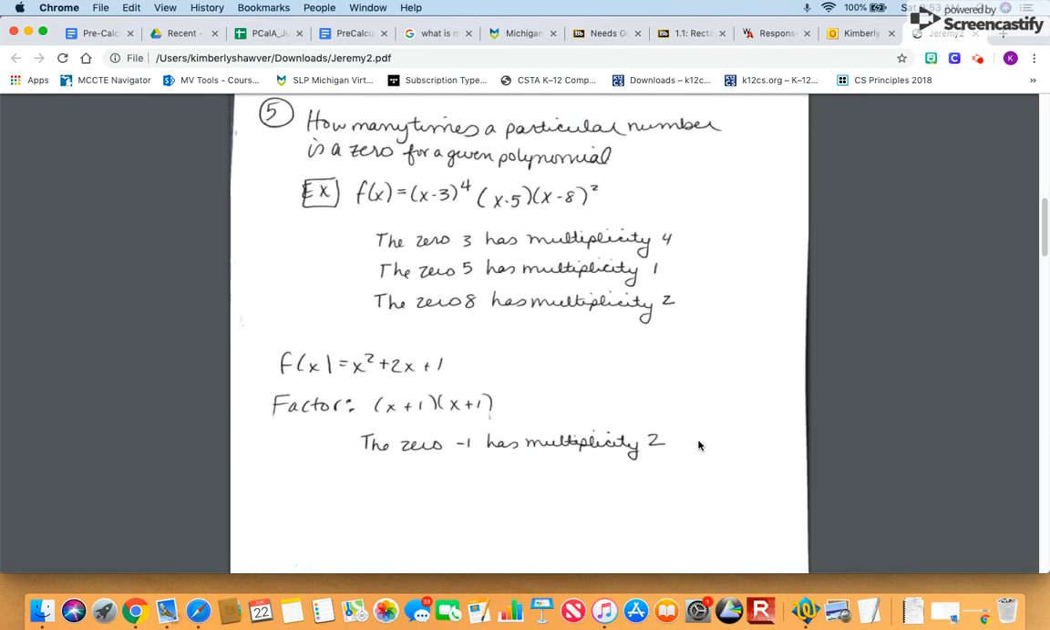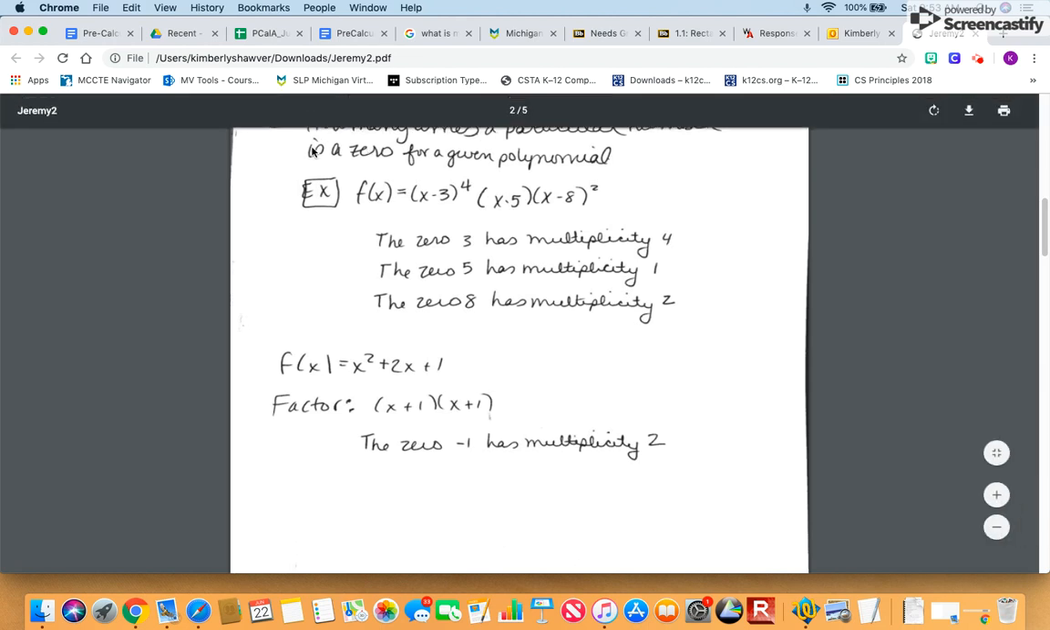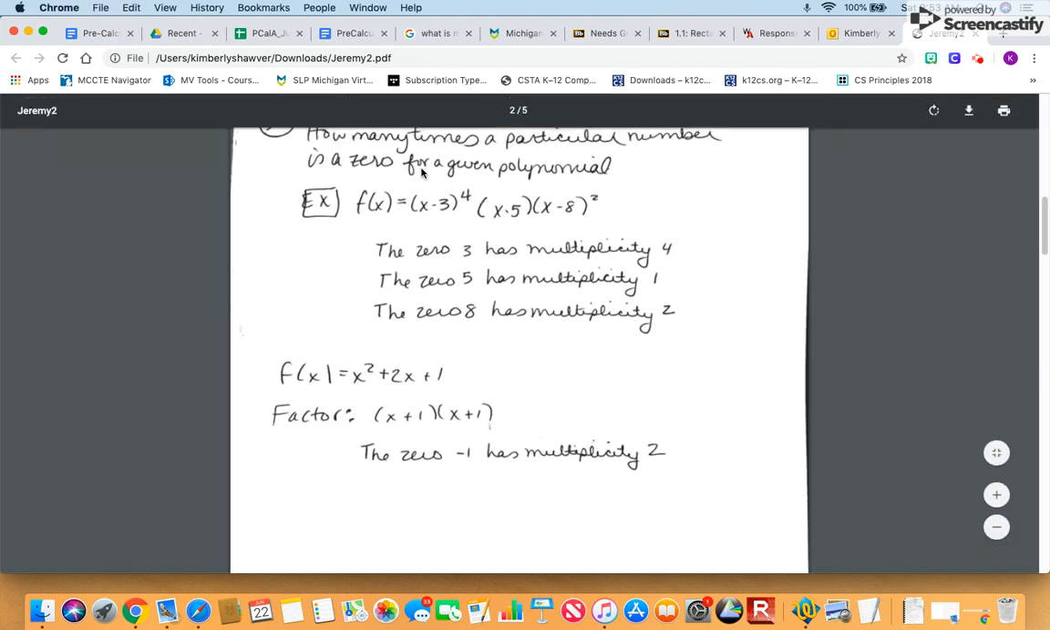Okay, so for multiplicity, multiplicity is how many times a particular number is a 0 for a given polynomial. So for example, if I give you this polynomial, I can go through each one of these and tell you what the multiplicity is. For this term, since it's raised to the 4th power, I can say the 0, 3 has multiplicity 4. For this factor, since it's raised to the 1st power, I can say the 0, 5 has a multiplicity of 1. And finally, for this factor, which is squared, I can say the 0, 8 has multiplicity 2.